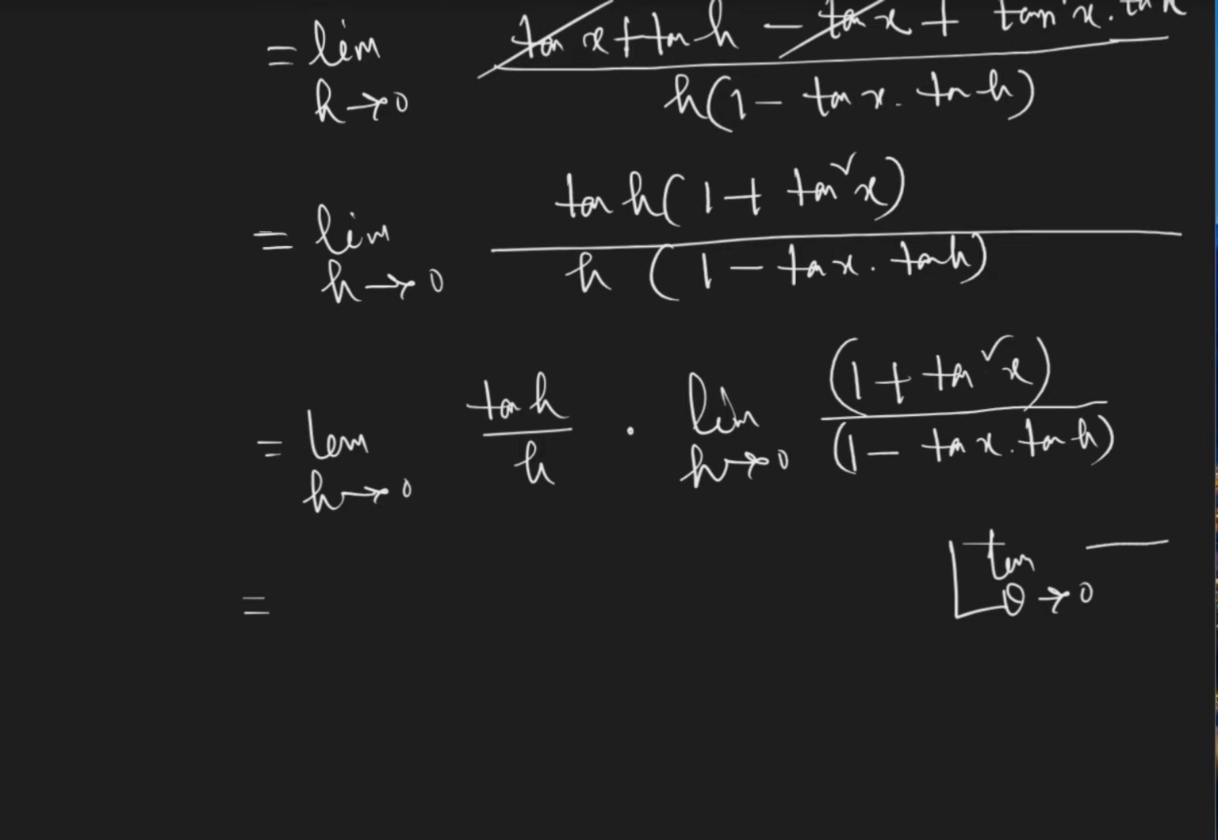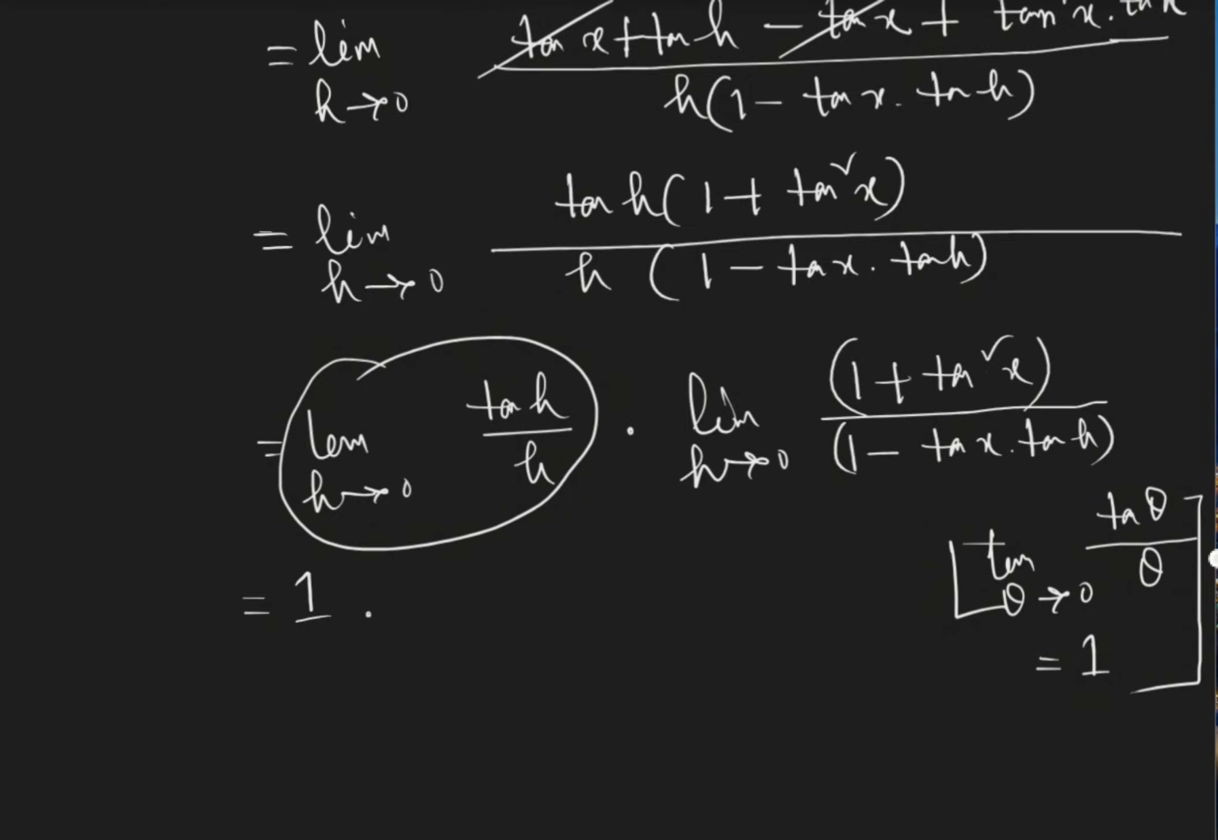limit theta tends to 0 of tan theta over theta is equal to 1. This is the basic rule of first principle of differentiation. So this will be 1, and here we plug in the value h equals 0 in h.